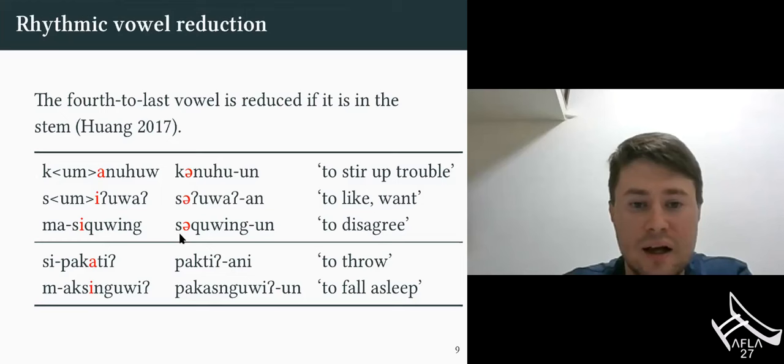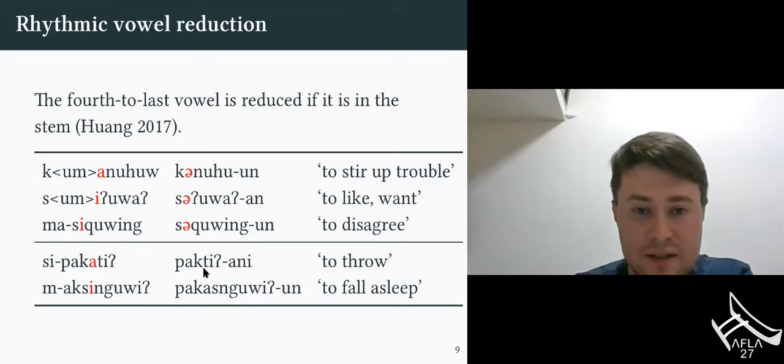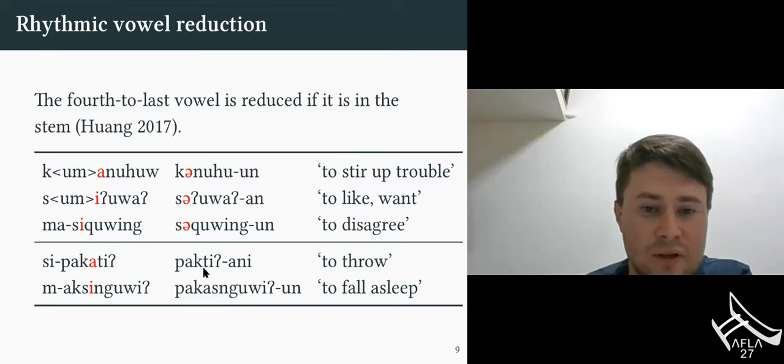Whereas if we have a longer stem, for example, or a longer suffix, then it doesn't just become a schwa, it gets completely deleted. So if deletion of the vowel won't lead to a consonant cluster, like a homosyllabic consonant cluster, then it can just be deleted. Otherwise, it's neutralized to a schwa here.